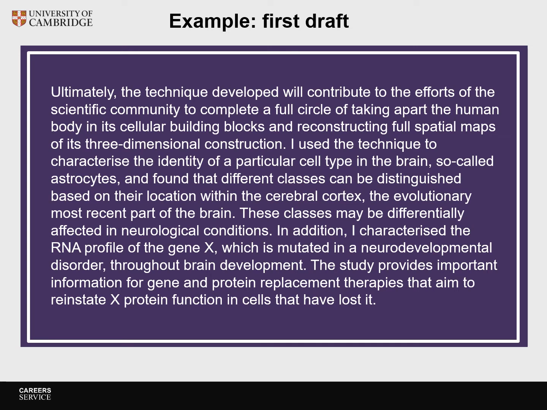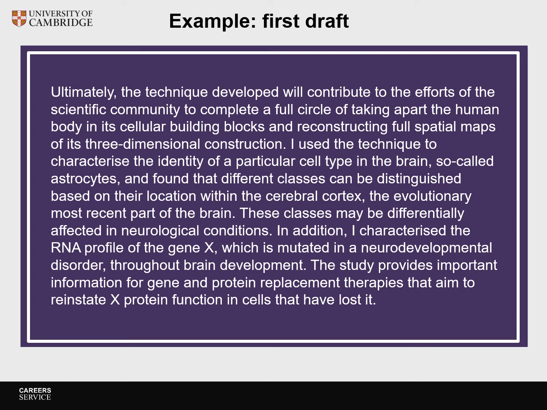I used the technique to characterize the identity of a particular cell type in the brain, so-called astrocytes, and found that different classes can be distinguished based on their location within the cerebral cortex, the evolutionary most recent part of the brain. These classes may be differentially affected in neurological conditions. In addition, I characterized the RNA profile of the gene X, which is mutated in a neurodevelopmental disorder throughout brain development. The study provides important information for gene and protein replacement therapies that aim to reinstate X protein function in cells that have lost it.